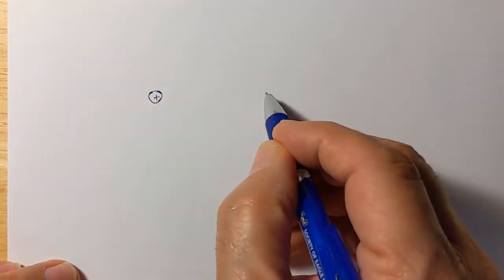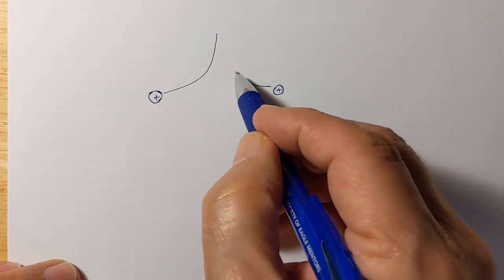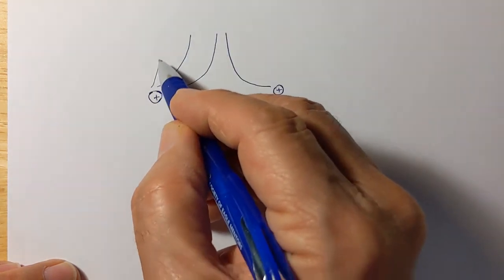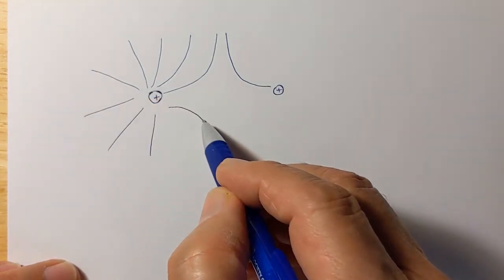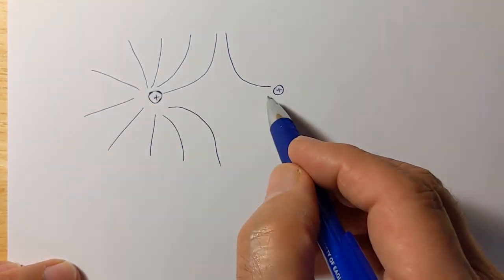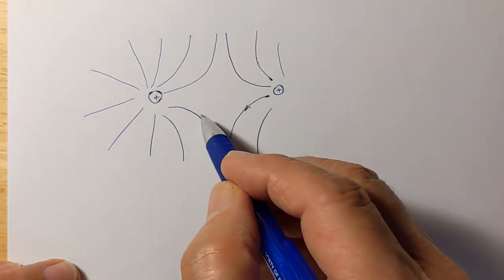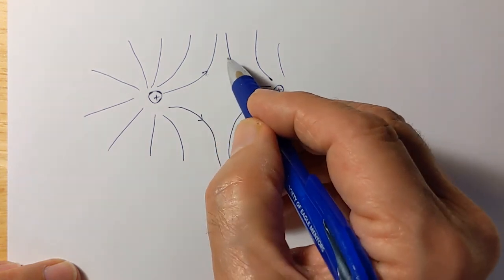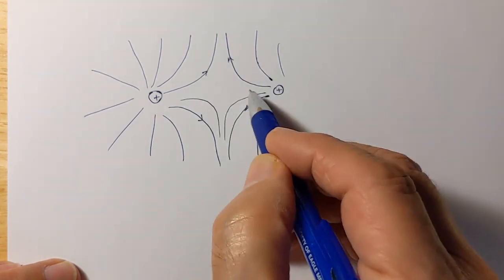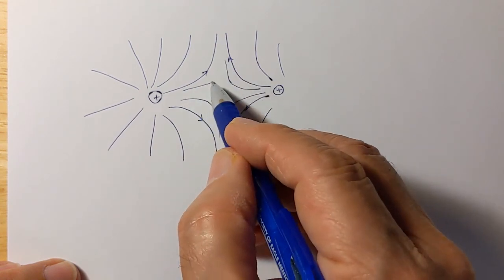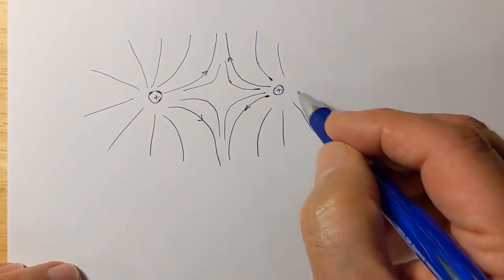If these are two positive charges, then electric field lines would go like this, and they're pointing like that if they are both positive charges. So they will get closer and closer, but they will not intersect. So electric field lines cannot intersect.